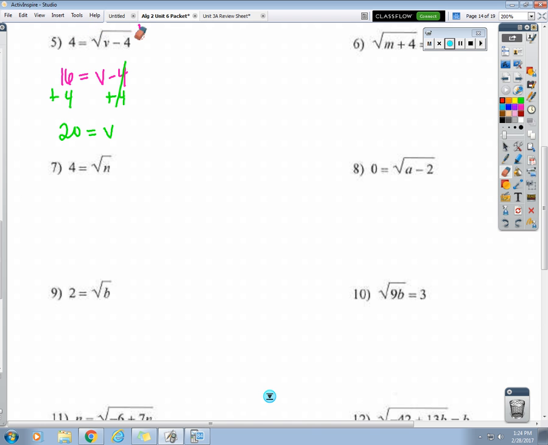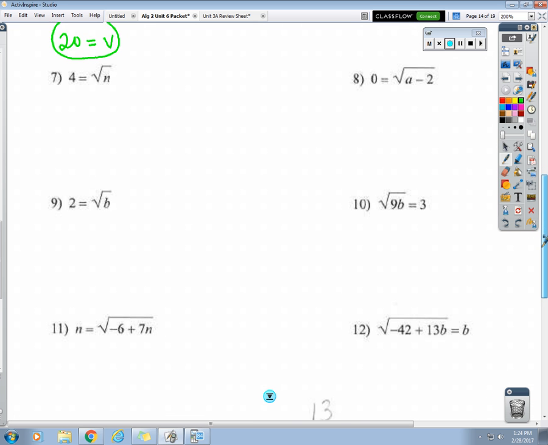Now I check it. If I plug a 20 in right here, what's 20 minus 4? And what's the square root of 16? 4. So it works. So there's your solution. Number 7.